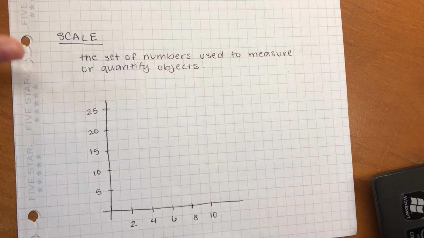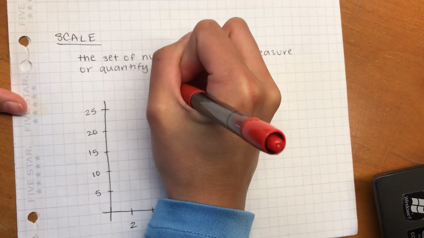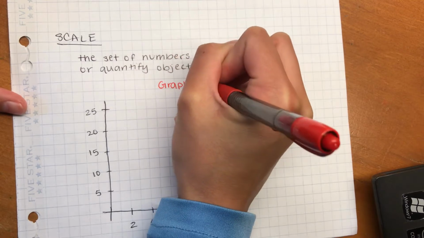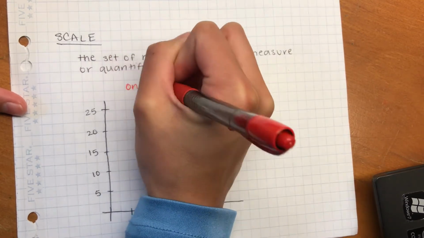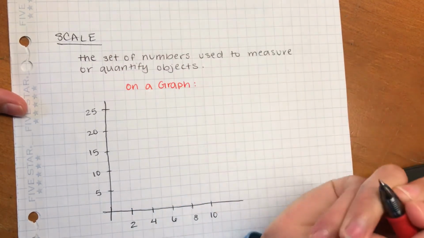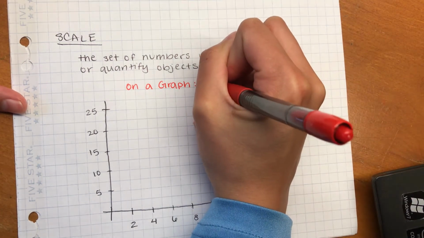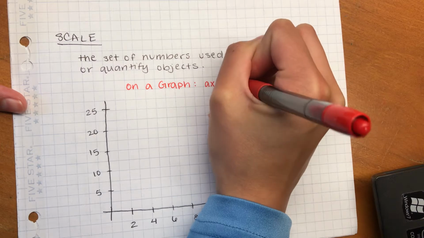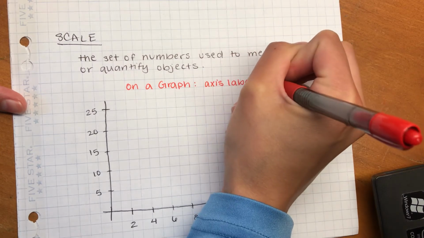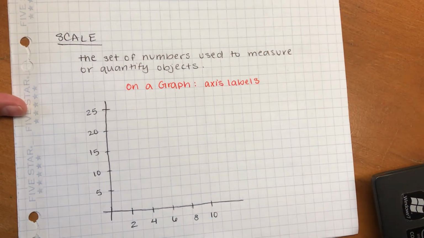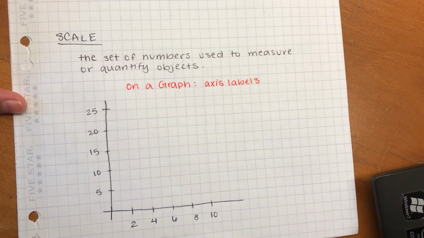But when we talk about scale on a graph, we're going to be specifically looking at the axis labels. And I'm going to give you some examples. Take a minute to write this down if you need to. You can pause the video.